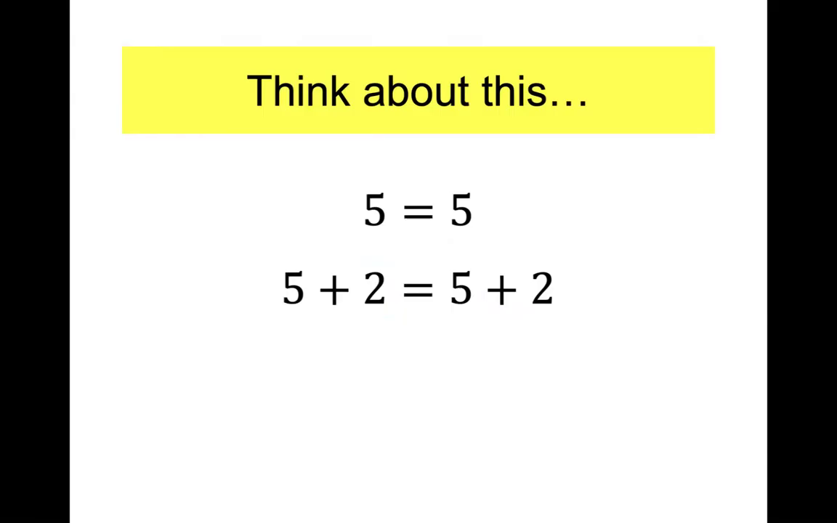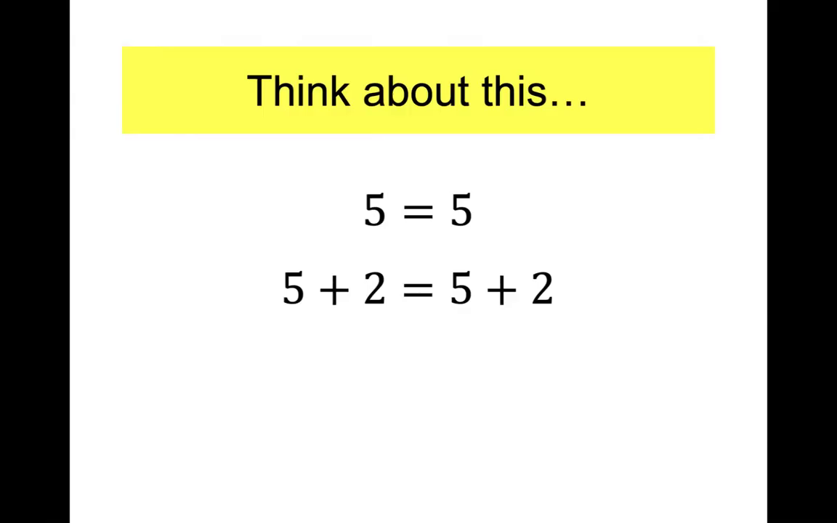So the point here is that if you start with a true statement, 5 equals 5, and you add the same thing to both sides, you maintain the equality. You don't maintain the value of the left and right side, but you do maintain the equality. Now, this is something you've learned many, many years ago. This should not be a surprise.